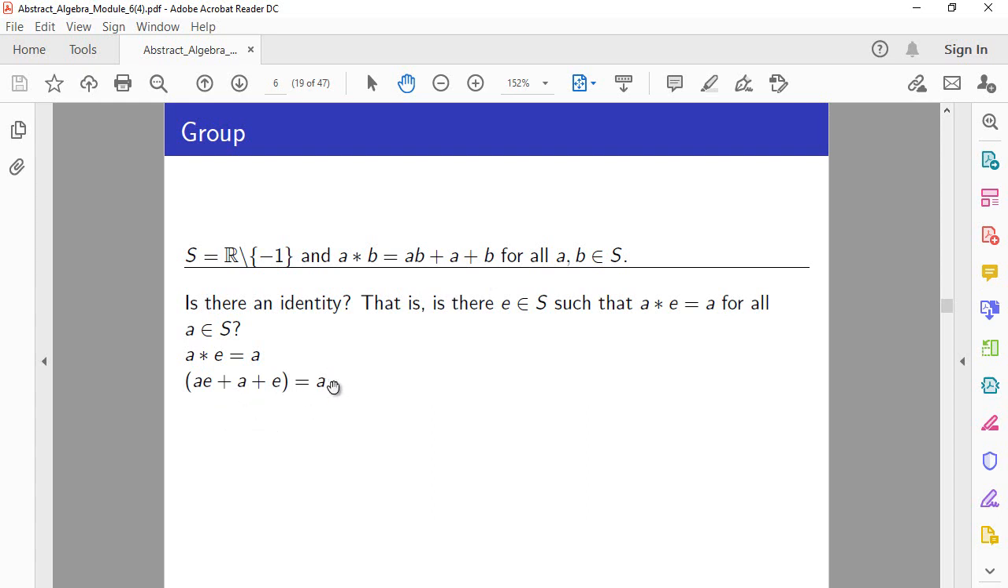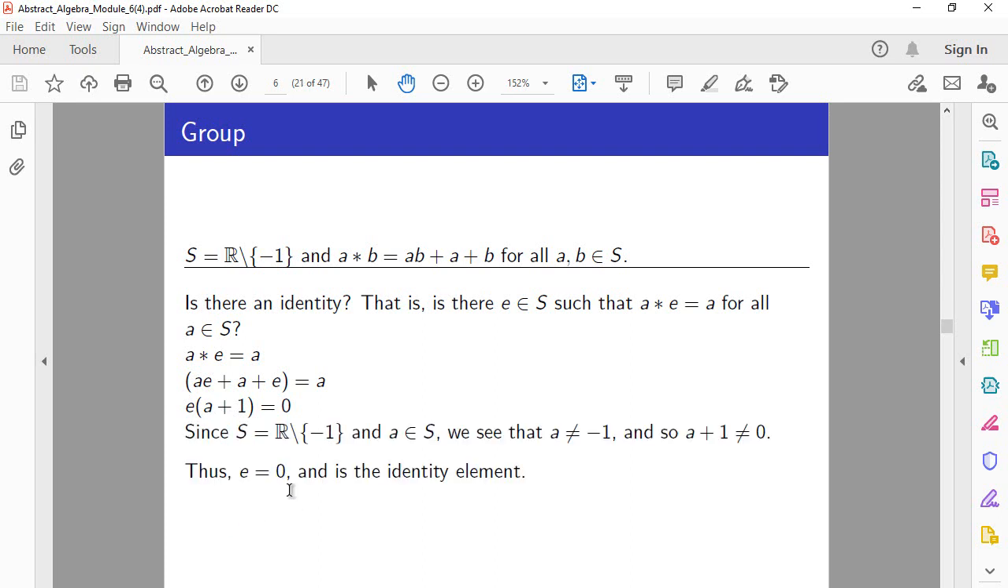Now from both sides we can cancel out A, and then we get AE plus E. If I factor out the E, then I get E times (A plus 1) is equal to 0. Again, we're getting 0 because this A and A cancel out. Now remember that A belongs to S, so A cannot be -1. Because A is not -1, A plus 1 is not 0, therefore E has to be 0.